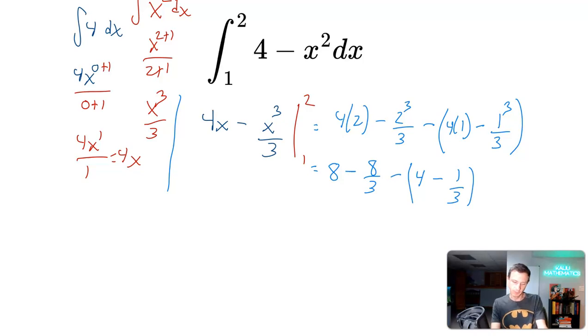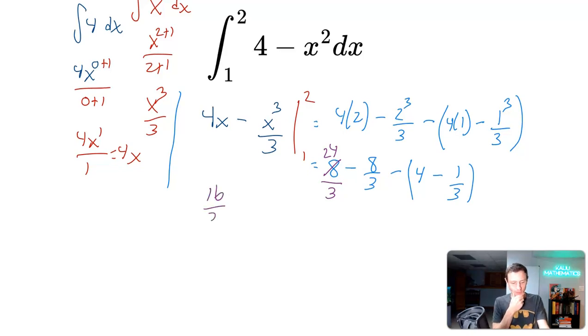Guess I'll just do this by brute force. So this is going to be over 3. That's 24, right? 3 times 8, so 24 minus 8 is 16 over 3, minus, and then this is going to become 3, and that's going to become 12. So 12 minus 1 is 11 over 3. Same denominator, so 16 minus 11 is 5 over 3.